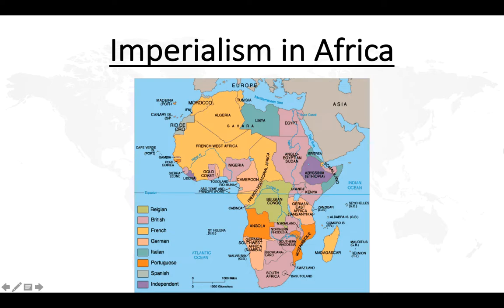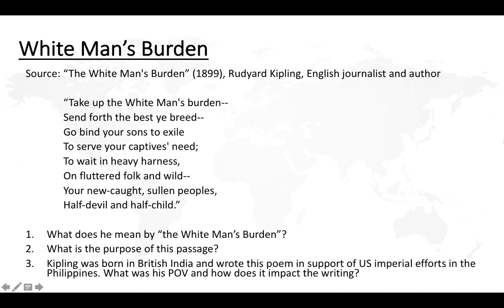Okay, so next we're going to look at imperialism in Africa. I want you to just look at this map and you can tell how much Africa is really torn apart by the European nations during this time period. You can see influence from Belgium, Britain, France, Germany, Italy, Portugal, Spain. And then we also see some regions that stay independent. So I like talking about those, so we'll talk about that.